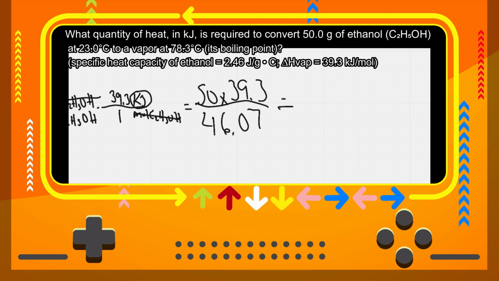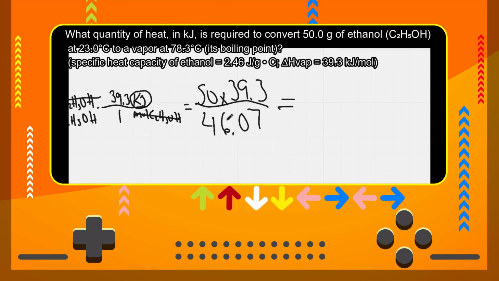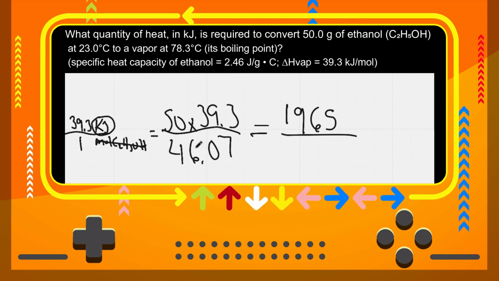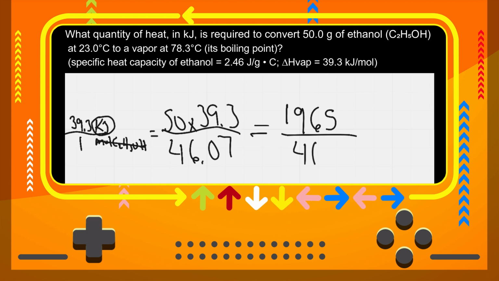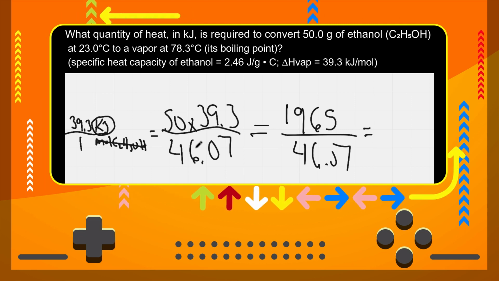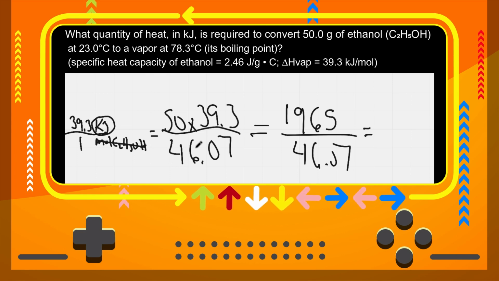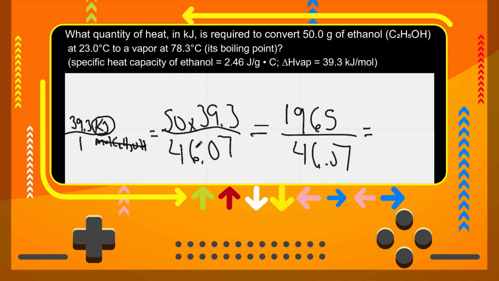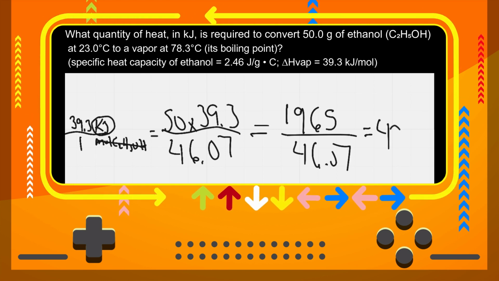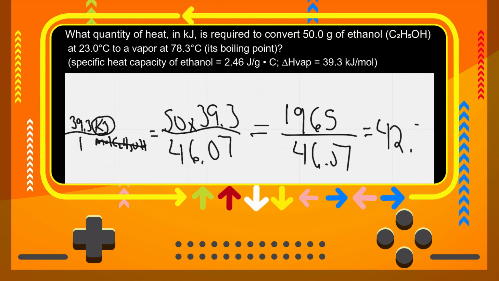Now, what can we do? Now, I can multiply across, and what's that going to give me? That's going to give me 1965. Hey, 1965. All right, and then we got 46.07, so that's staying the same. Now we just got to do what? Divide the numerator by the denominator. And 1965 divided by 46.07 is 42.65, or we could just say 42.7, keep it simple.